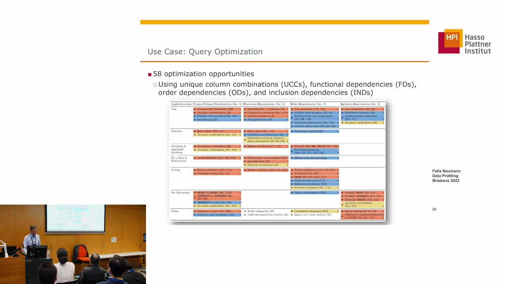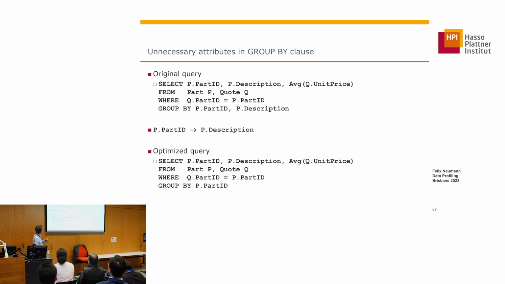But I will show you two very simple examples. Okay, this is a very simple query. Even if you don't know SQL, basically we're doing a grouping, right? So we're saying I'm interested in parts and descriptions and their average price, group by part ID and their description for whatever reason. This is a grouping. And I know that the part ID determines the description, because it's an ID in this case, I guess, right?